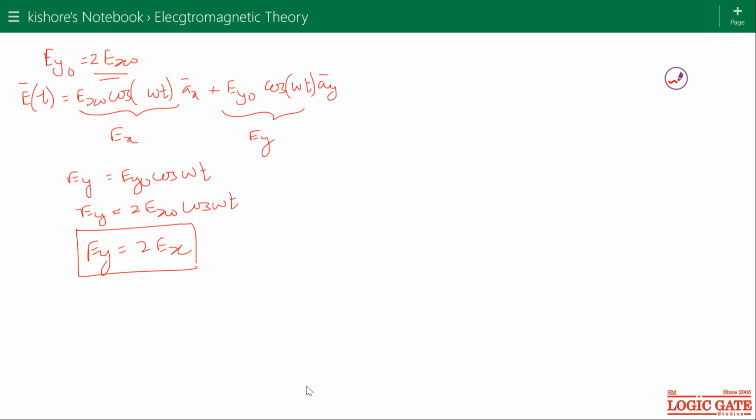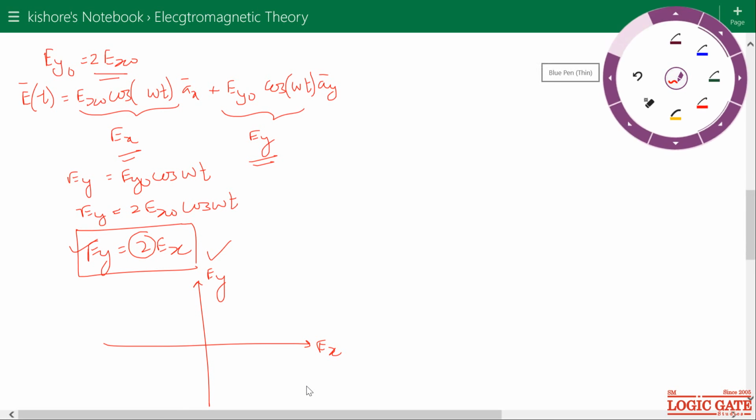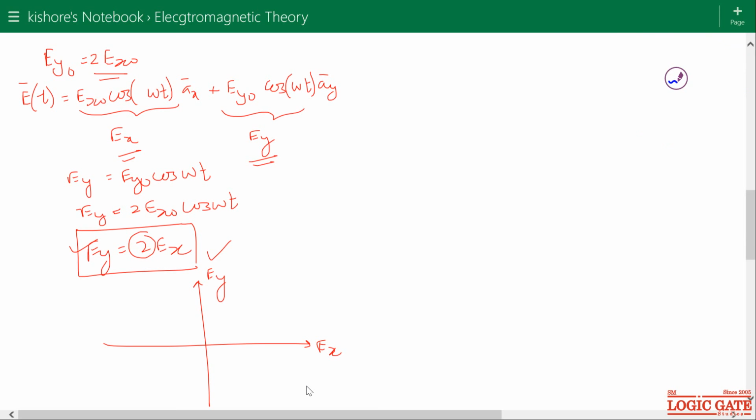See, here we can see that both the x and y components have the same phase but different amplitudes. Then Ey is twice of Ex. Now if I put Ex along x-axis and Ey along y-axis, then this equation is again the equation of a straight line passing through origin with slope 2. So this line will be something like this. It is tilted towards the y-axis, or the slope of the line is now increased.